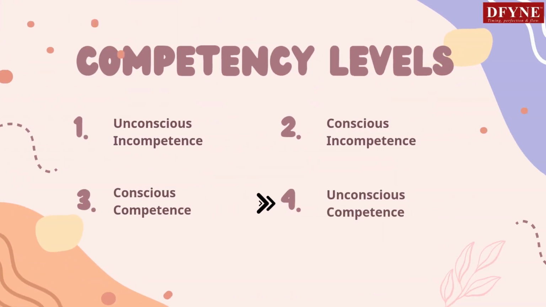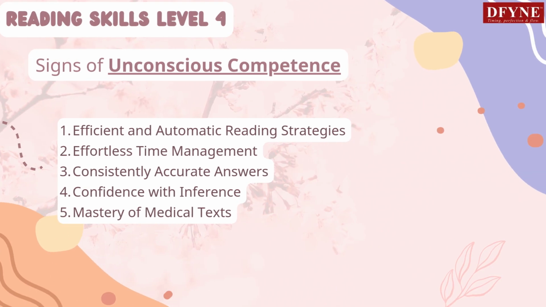Finally, let's look at the fourth stage of the competency, which is the unconscious competence. Certain signs that you are at this stage is that you automatically use techniques like skimming, scanning, and detailed reading without needing to think about them. Oh, okay, I need to apply skimming here. Oh, I need to apply scanning here. Things like that. You would automatically know when to apply these methods based on the question type.